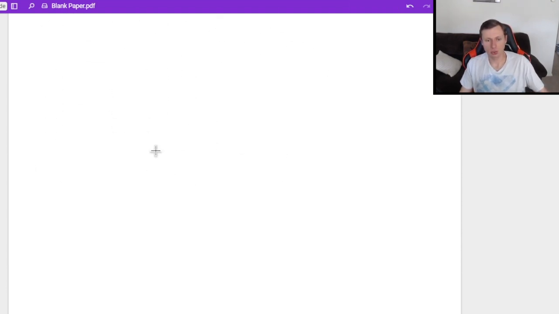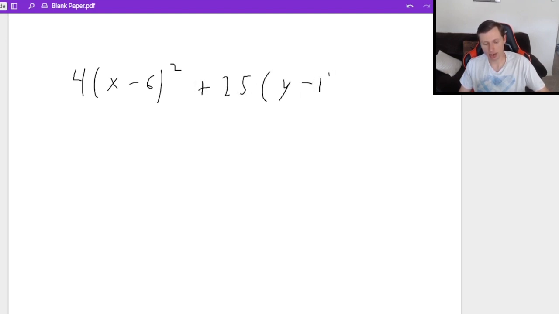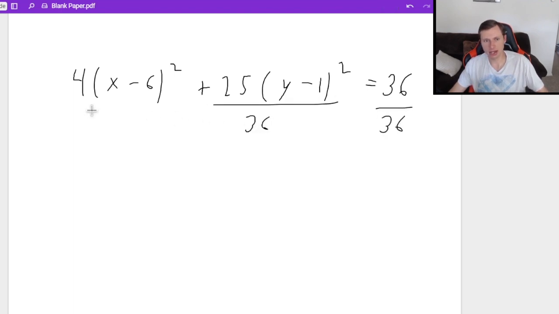And now let's just do one more with an ellipse. I have 4 parentheses x minus 6 squared plus 25 times the quantity y minus 1 squared equals 36. This will be the hardest one yet. So once again, that 36 is not 1, so I've got to divide everything by 36. I'm going to try and simplify this as much as possible, but it might not work out.